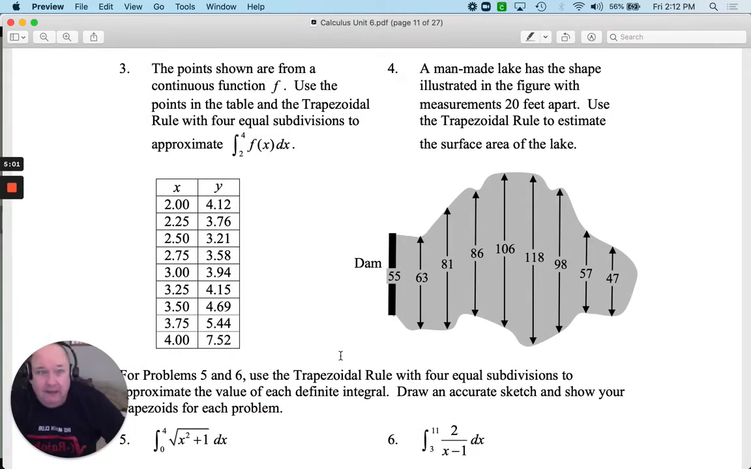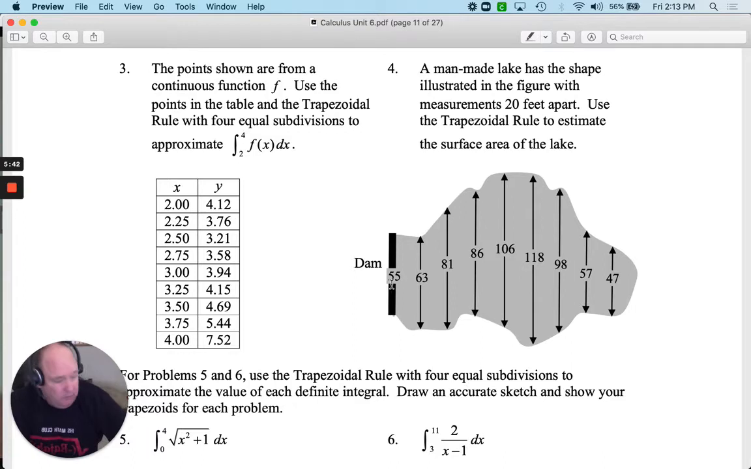A man-made lake has the shape illustrated in the figure with measurements 20 feet apart. Use the trapezoidal rule to estimate the surface area of the lake. So already, I know the formula is 1/2. They're 20 feet apart, so that's the equal width of each one. And then these represent the bases. So we start with 55, and then we double 63, we double 81, we double 86, just get used to the pattern.